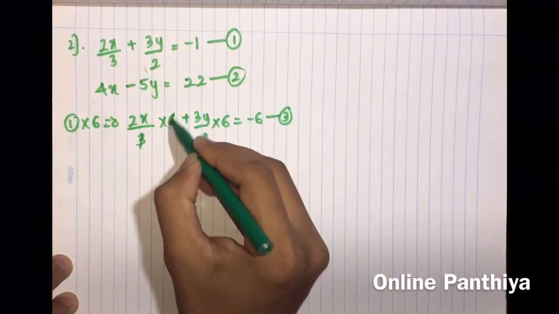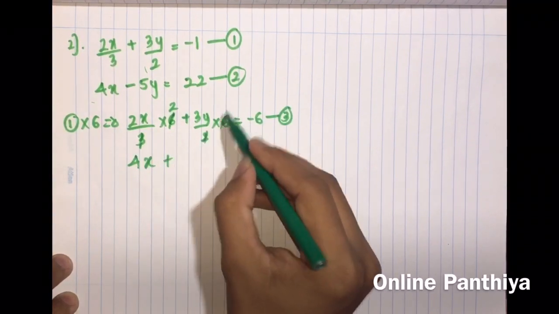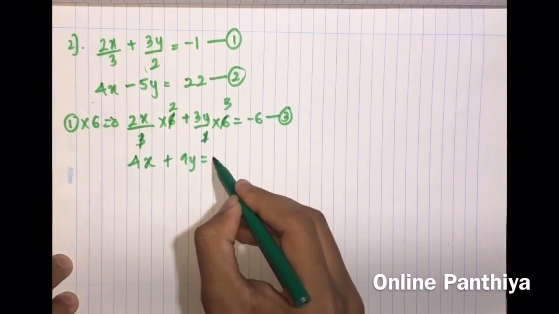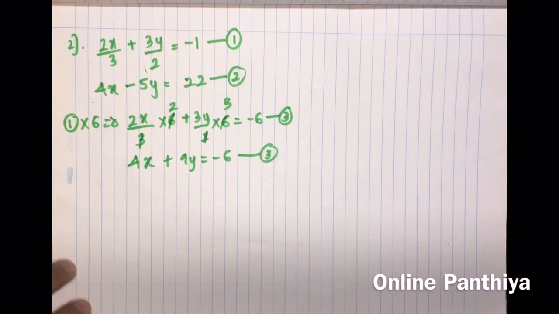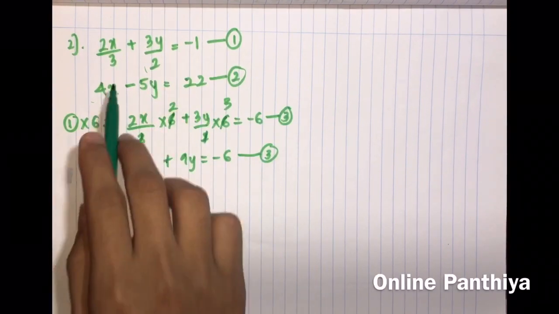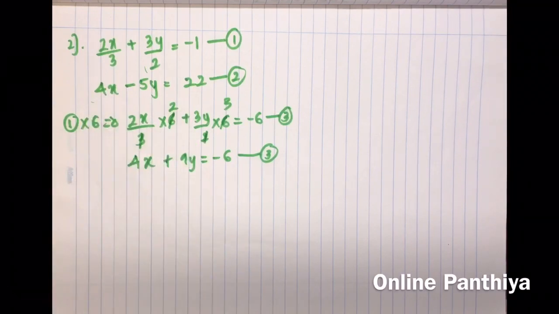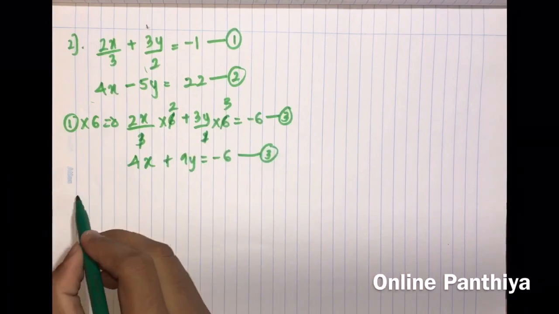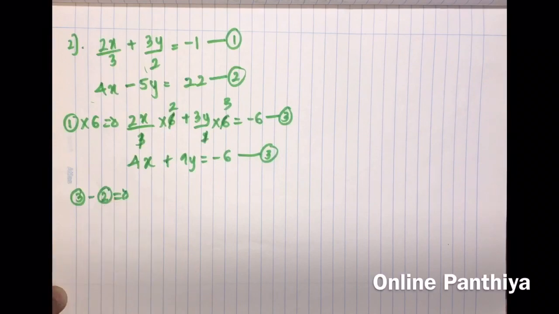Now here this will cancel out, therefore you have 4x plus 9y is equal to minus 6. Okay, this is the original equation 3 after simplifying. Now if you look at this and this, the coefficients of x are equal in both equations, but their signs are the same. Here you have plus, plus. If the signs are the same, you have to subtract. You can subtract 2 minus 3 or 3 minus 2. I'll take 3 minus 2. Okay, you can do it step by step.